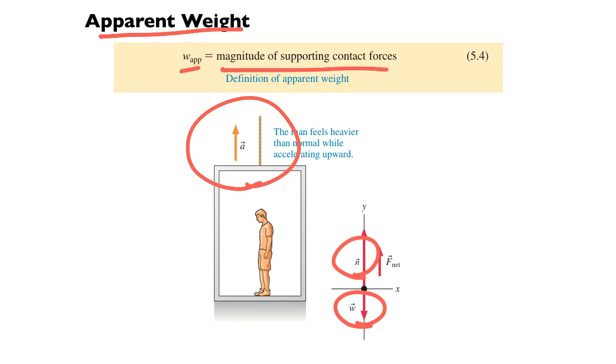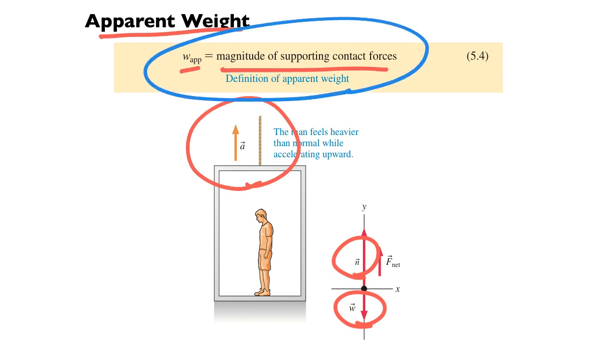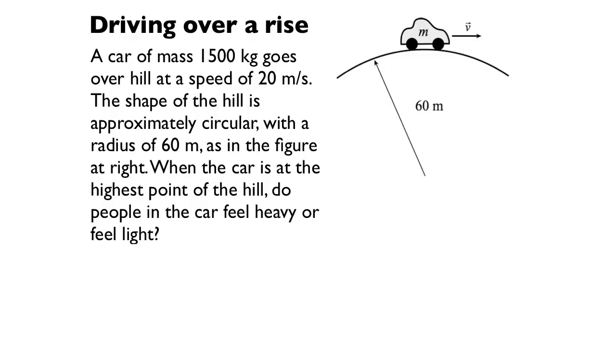I'm sitting in a chair right now. What I feel is the chair pushing up on me. I feel the normal force. And if the normal force is bigger, the chair is pushing on me harder, I feel heavier. Okay, so we're going to define the apparent weight as just equal to the magnitude of your supporting contact forces, usually, but not always, the normal force.